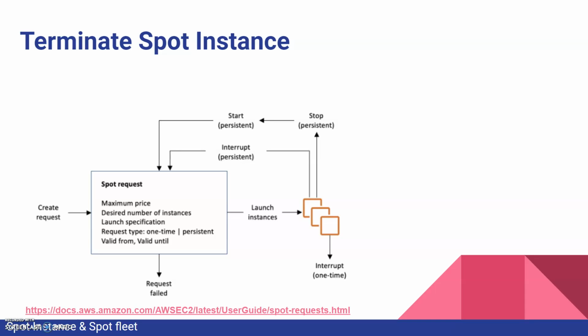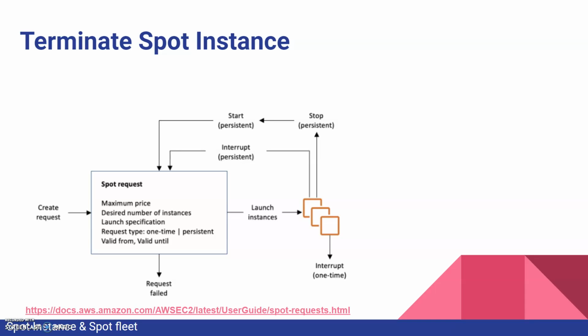So let's try to understand how termination works for the spot instance. You can find the same diagram, the same document, in the AWS documentation. The link is written over here. When you process your request, there are two types of request.